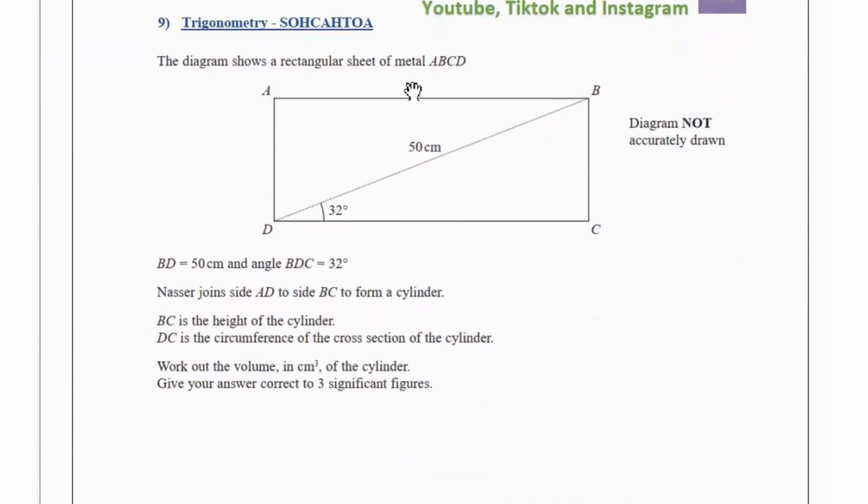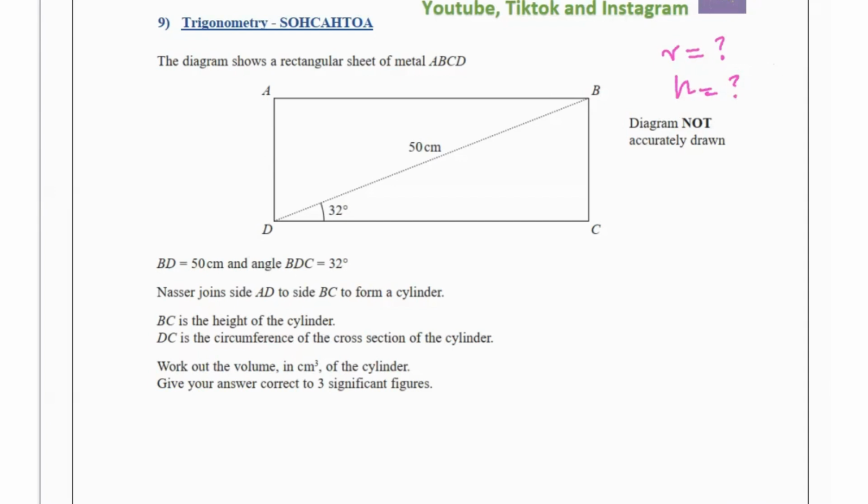Then it says the diagram shows a rectangular sheet of metal ABCD. BD is 50 centimeters and angle BDC is 32 degrees. Now join side AD to side BC to form a cylinder. BC is the height of the cylinder. DC is the circumference of the cross section of the cylinder. Work out the volume in centimeters cubed of the cylinder, giving your answer correct to three significant figures. So to work out the volume of the cylinder, what we need is the radius and the height.